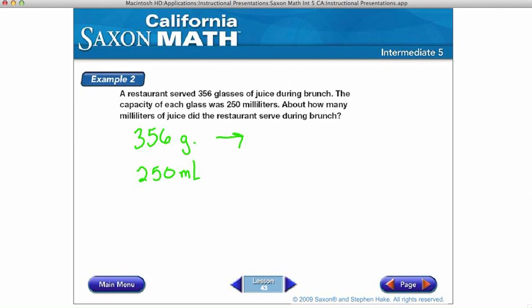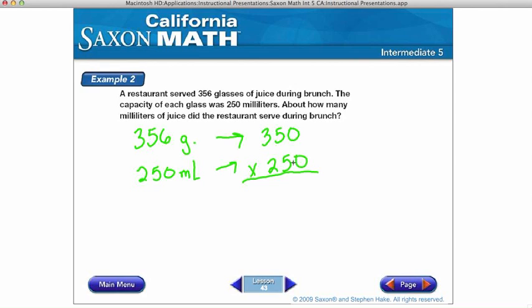And I'm going to round 356. The book has us rounding it to 300, but that doesn't make any sense. So I'm going to round this to 350. And we're going to leave 250 because it's a pretty easy number to multiply. Now I'm going to multiply what I've rounded. I do not round my answer, I round my problem.